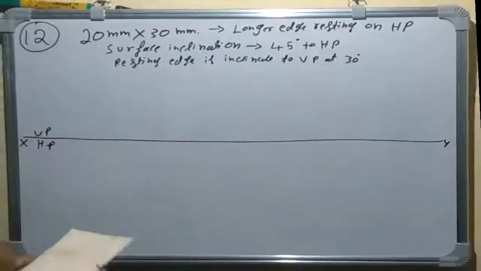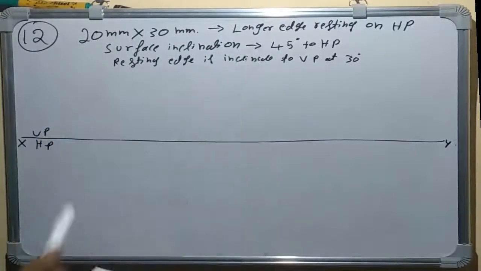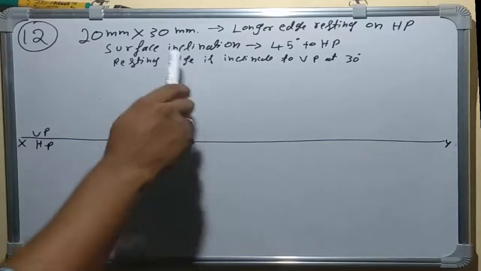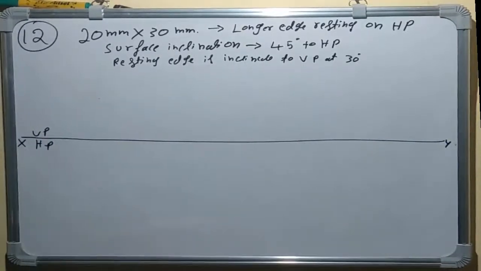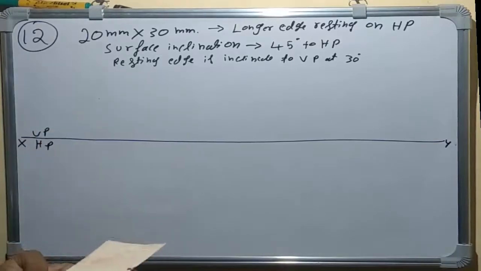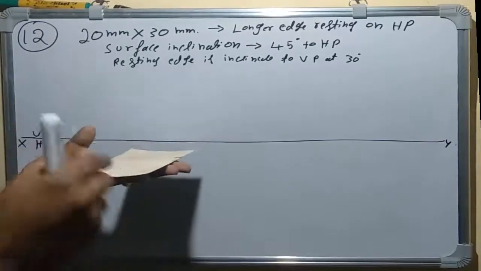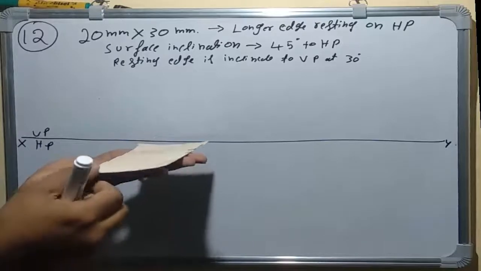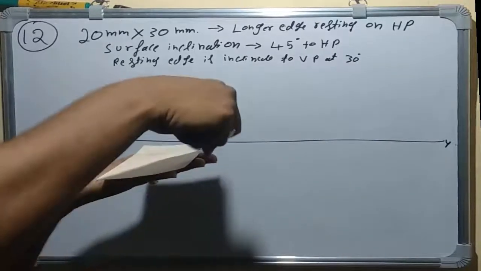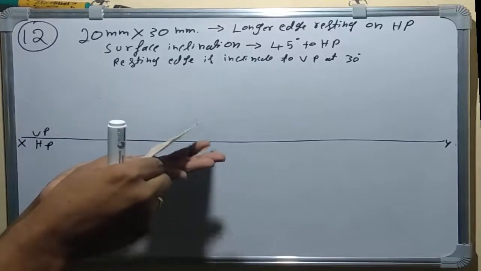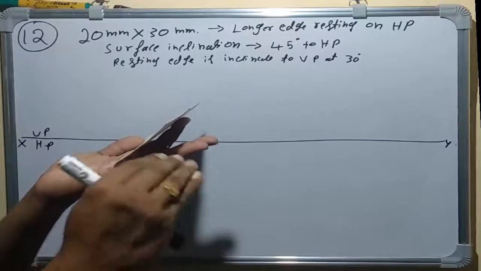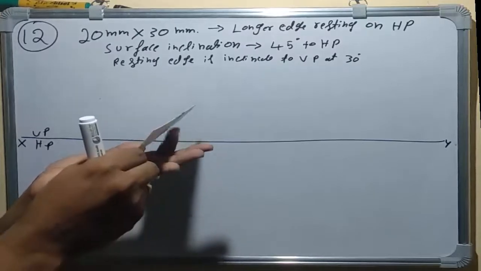And in the second step, they give the surface inclination. We have to check the surface inclination in the second step. It is inclined 45 degrees to HP. We know that when the surface is inclined to HP, we have to show it in VP. So in the second step, the entire lamina is inclined to HP. We need to maintain the resting edge on HP and raise the opposite edge until the plane surface makes 45 degrees to HP. So like this we need to tilt.